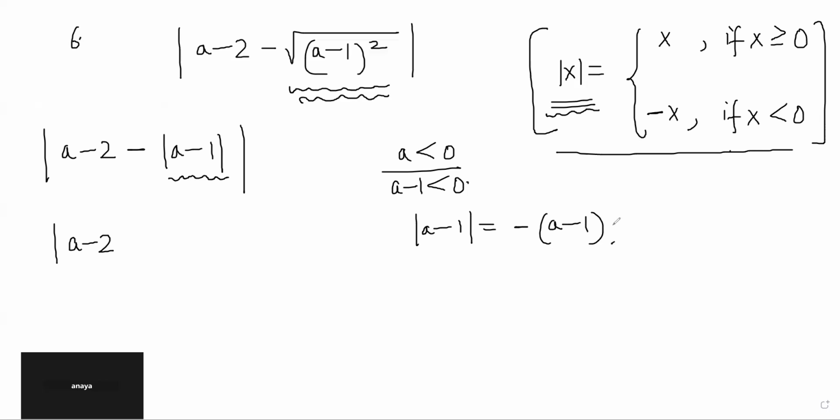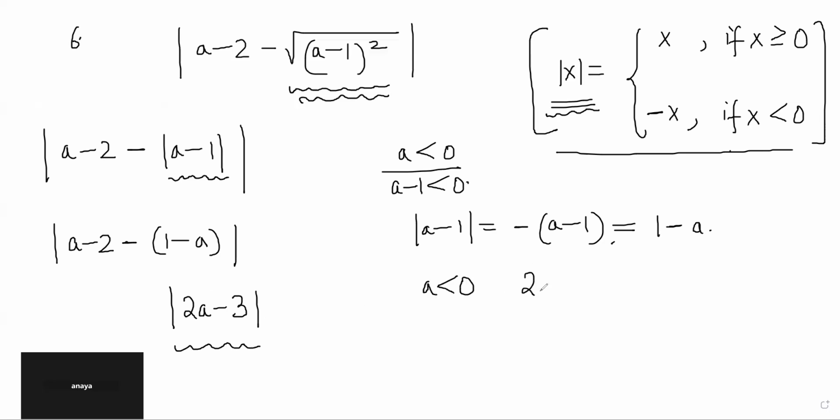Which becomes what now? Negative a plus 1. This is what is coming, 1 minus a. We'll say that this is minus 1 minus a. So this becomes mod of 2a minus 3. If a is less than 0, obviously 2a minus 3 is also less than 0. So finally, again applying the same definition of mod, this is 3 minus 2a.